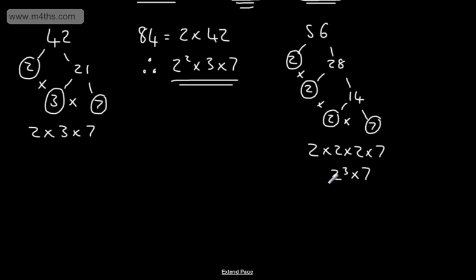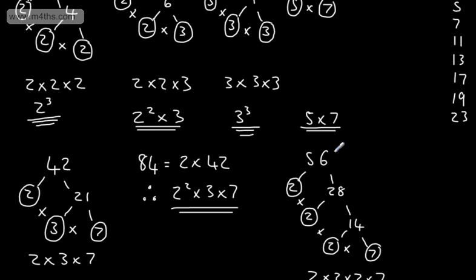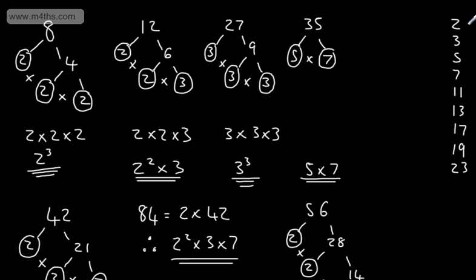So as we can see, drawing these factor trees allows us to break this down. Sometimes you'll hear it being called prime factor decomposition. Just go through your list here and then work from there. So fairly straightforward, fairly simple once you've done a few, and you can write your answer in any of these forms. So 2 times 2 times 2 or 2 cubed, 2 times 2 times 3 or 2 squared times 3, 3 times 3 times 3 or 3 to the power of 3.